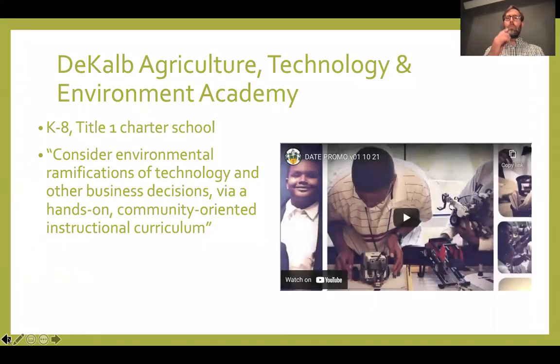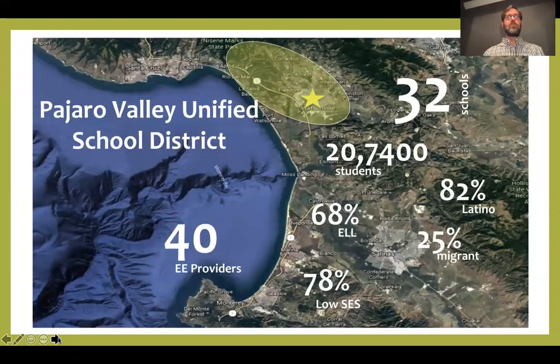the DeKalb Technology and Environment Academy, which is quite close to Globe actually, which is not a language focused school, but definitely a Title I school working to make sure that environmental issues are something accessed by people of all levels of privilege, right? And that's one of the themes of equity that we're going to be talking about.